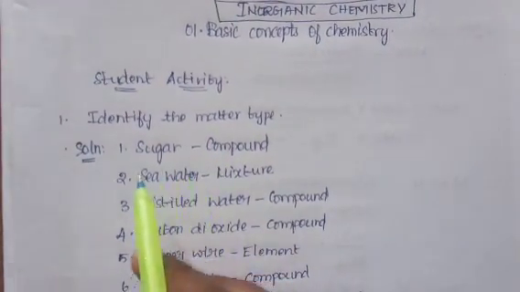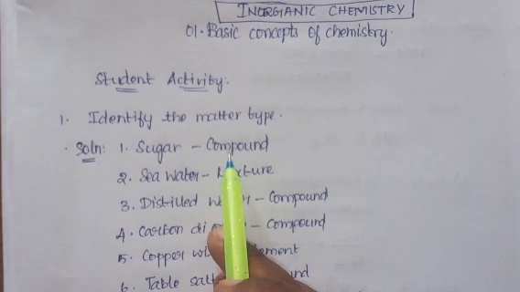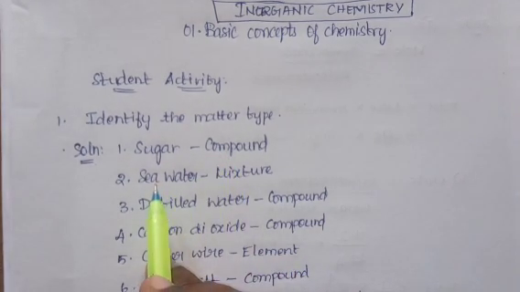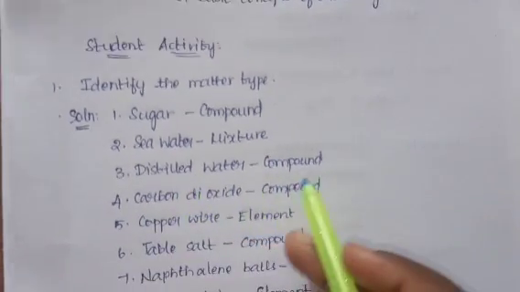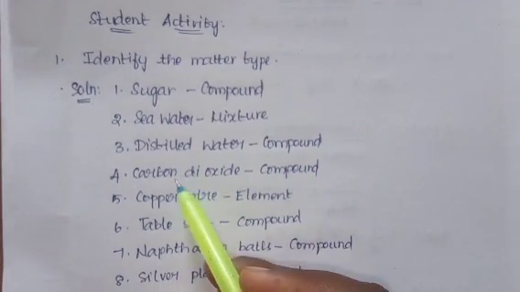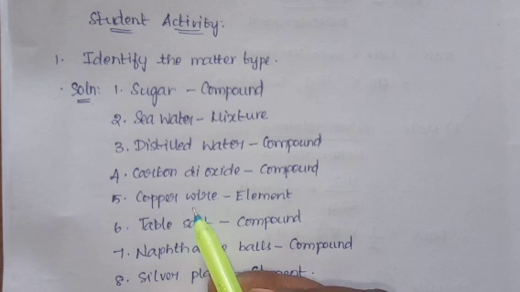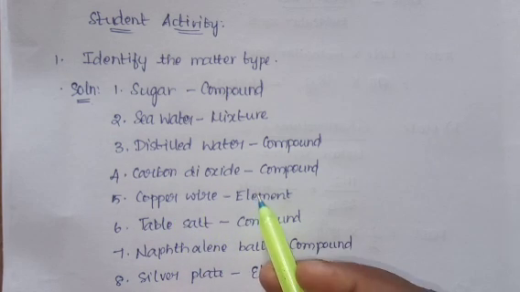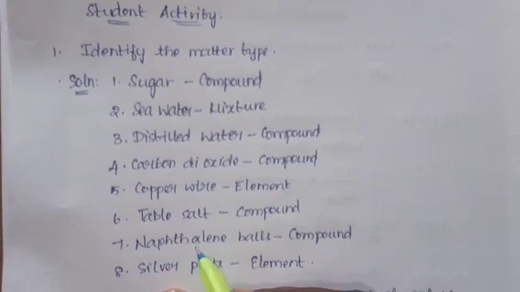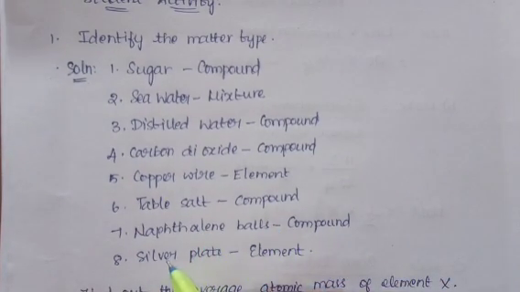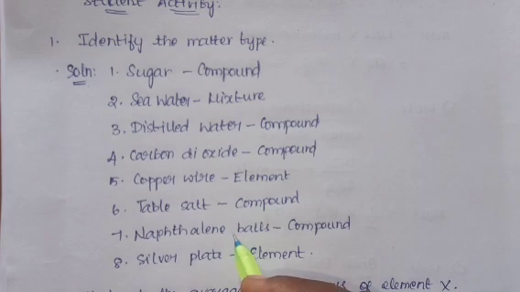For sugar, the answer is compound. It is a compound matter. Next, for the second one, seawater, mixture. Third one, distilled water, compound. Fourth one, carbon dioxide, compound. Fifth one, copper wire, element. Sixth one, table salt, compound. Seventh one, naphthalene balls, compound. Eighth one, silver plate, element.